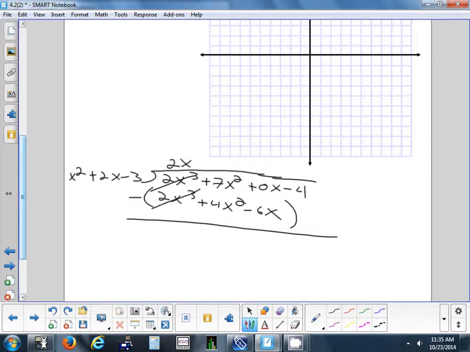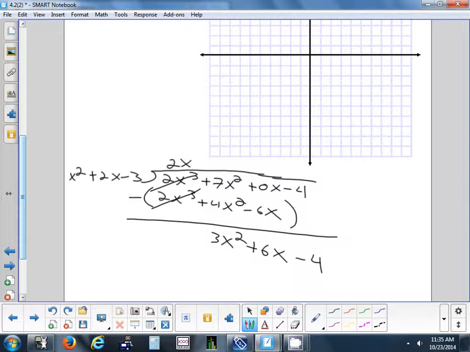Subtract. Those are gone. 7x squared, take away 4x squared, is 3x squared. 0 minus negative 6x, minus a minus becomes a plus 6x. And then bring down your next term, but you're not going to need it because I'm not interested in the remainder. We subtracted, 7 take away 4. So you're always subtracting. Double check, make sure I didn't make a mistake, but I think it's okay.